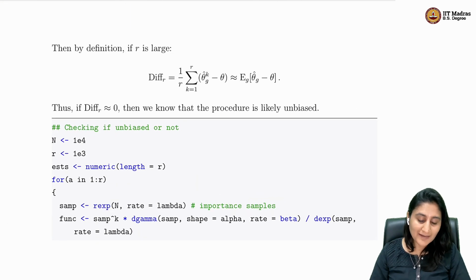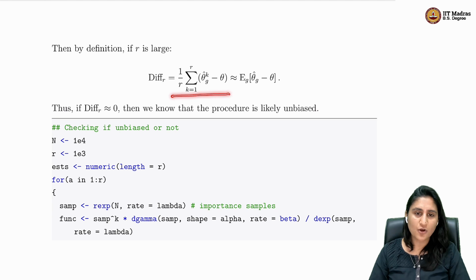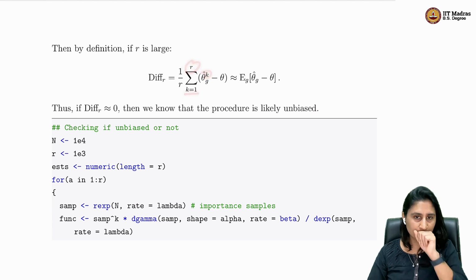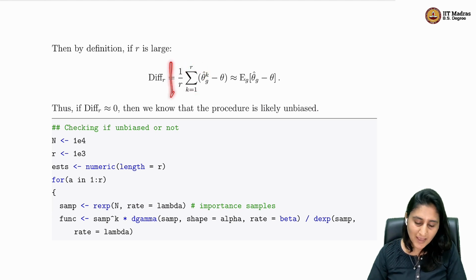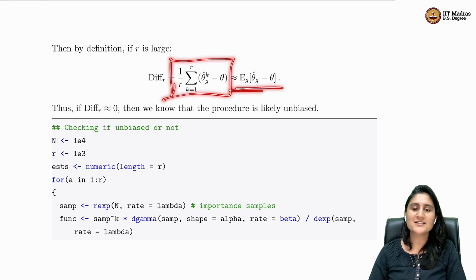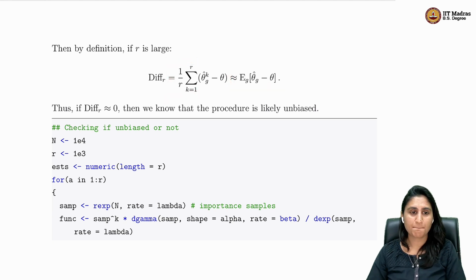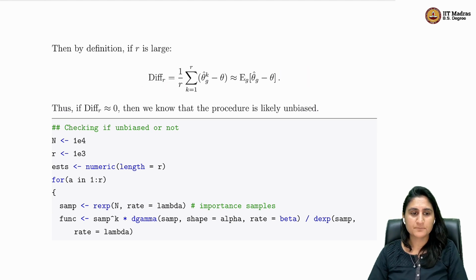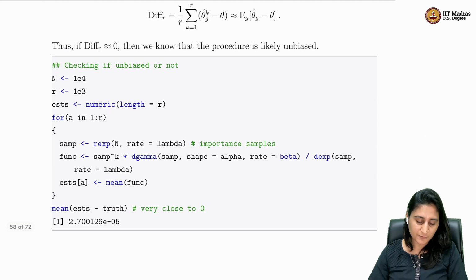And then by definition, if r is large, then if I take a sample average of theta hat g minus theta for all of the k going from 1 to r, this average should be close to its actual expected value. Right? So this diff r should be roughly close to 0 in case of unbiasedness. Okay? So let's verify that it is indeed unbiased.